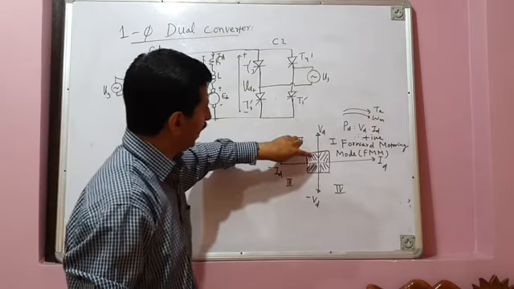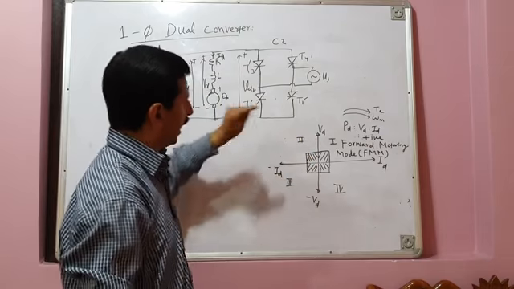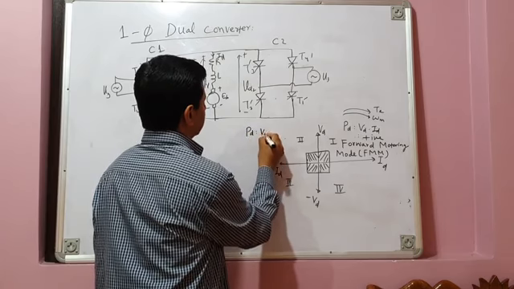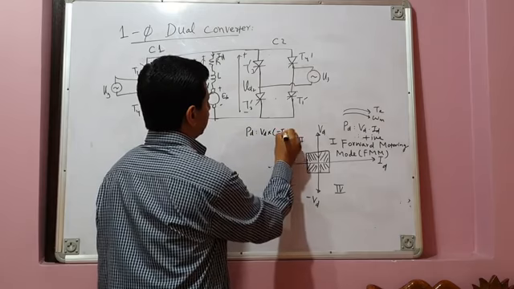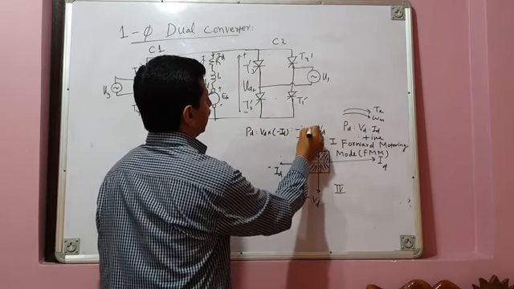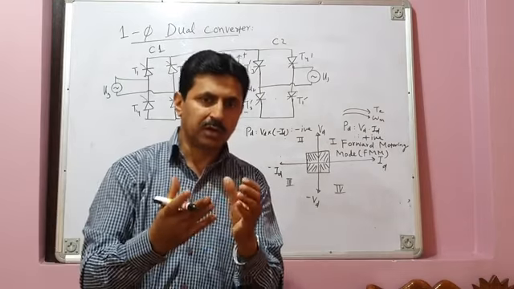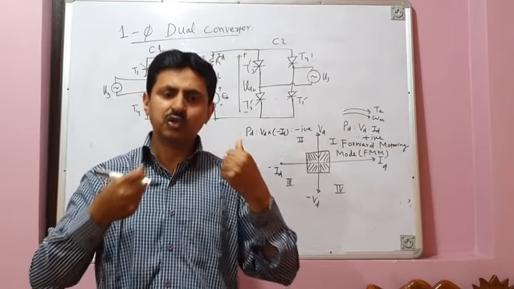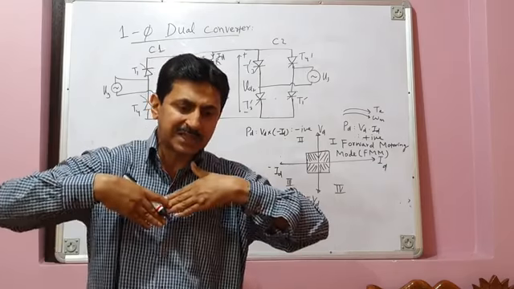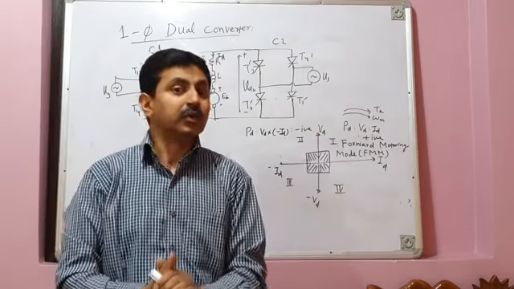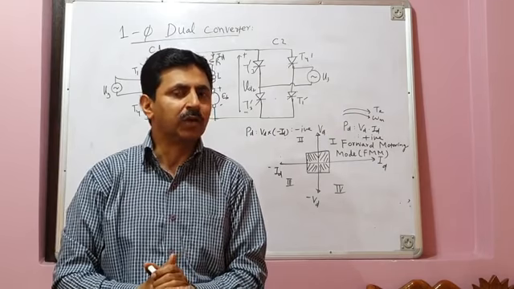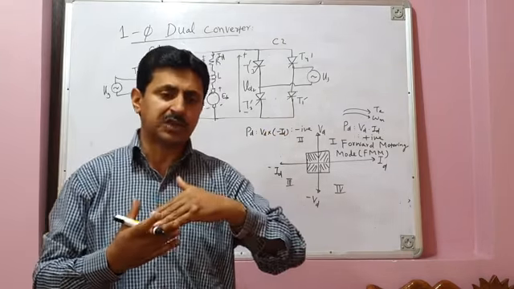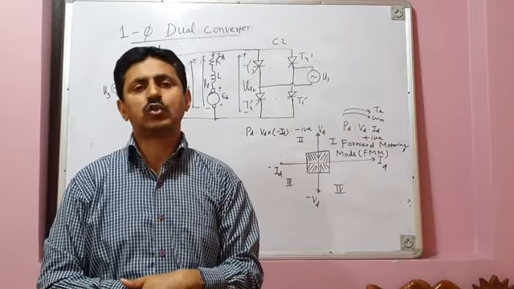In the second quadrant, average load voltage is positive, but load current is negative. So what is power? Power is voltage into current. Since current is negative and voltage is positive, your power is negative. Negative power means your machine is now operating as a generator. Positive power means it is consuming power, and negative power means it is supplying power. So this is the same as regenerative braking. Since the machine power is negative, it is generating power and supplying that power back to the source.